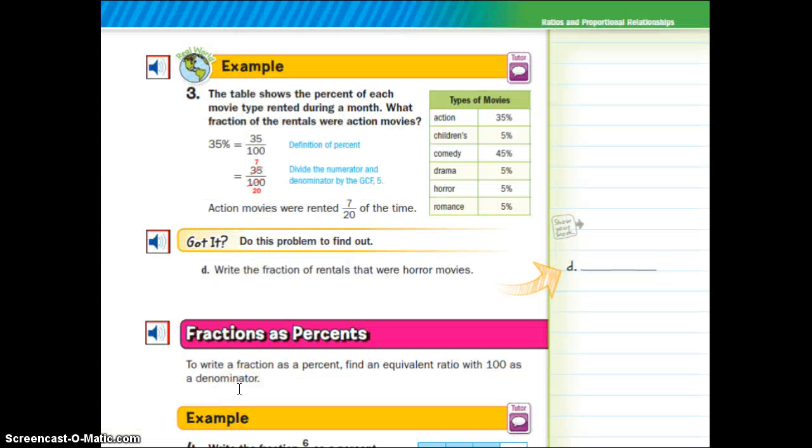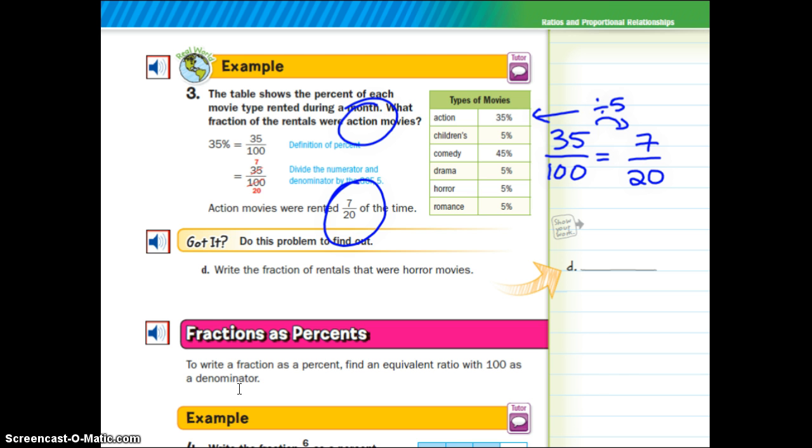All right, example number 3, we have a word problem. The table shows the percent of each movie type rented during a month. What fraction of the rentals were action movies? So we have to come over here and find action. Action's 35%. And we need to write that as a fraction. So we have 35 over 100. We know it's divisible by 5. So that becomes 7/20. And the answer is 7/20.